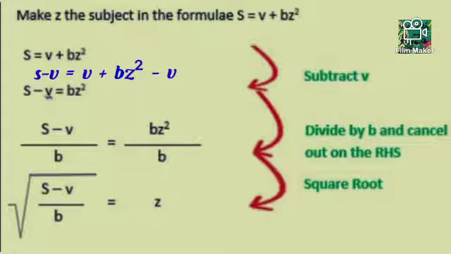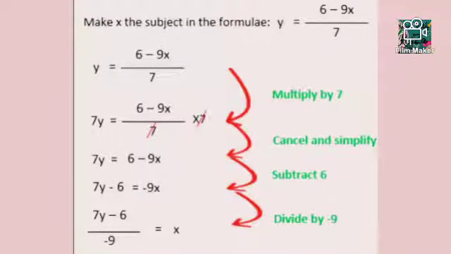Now the trouble to make z alone is the squared power. So the squared power is removed, children, by the square root. If you apply the square root to the left hand side, the square on the right hand side gets removed, so that z gets alone and it becomes the subject of the formula: z equals the square root of (s minus v) upon b. So this is how to change the subject of a formula when powers and roots are given. Well, now I'm considering another example.